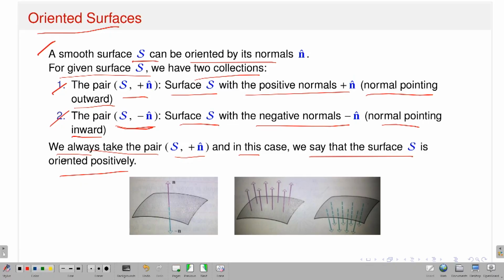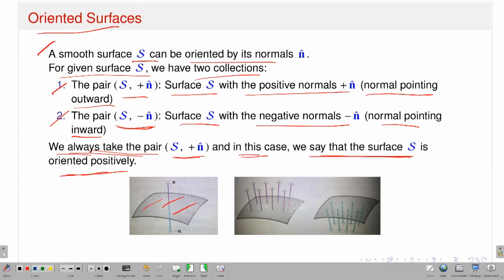Okay. So therefore we always take the pair S comma plus n cap, and in this case we say that the surface S is positively oriented. So if the orientation of a surface is not mentioned, say in some example or in some exercise, you assume that I am talking about a surface which is positively oriented.